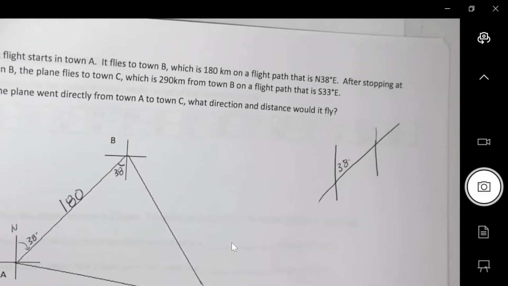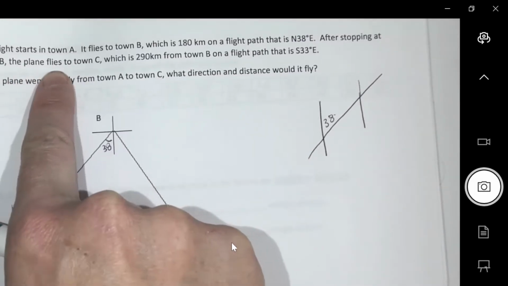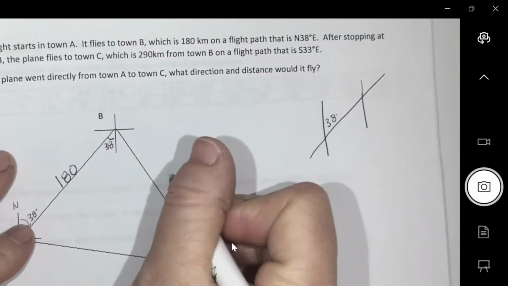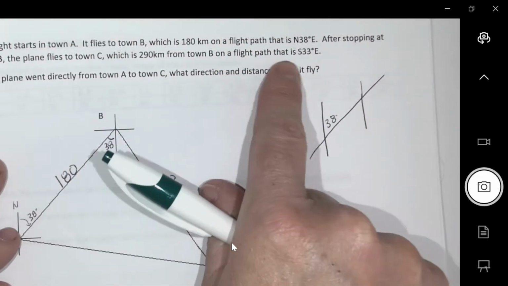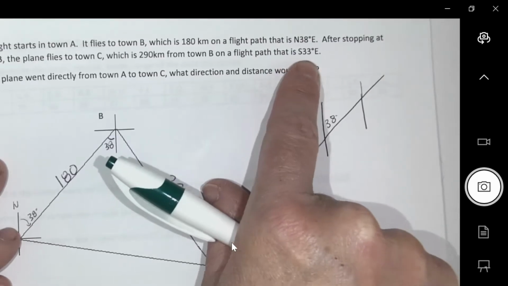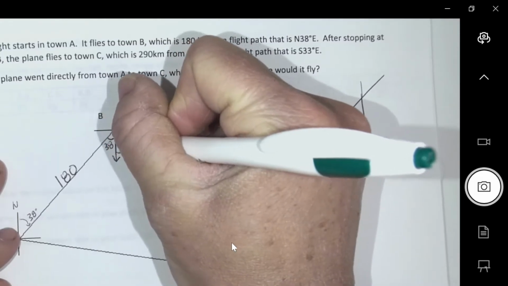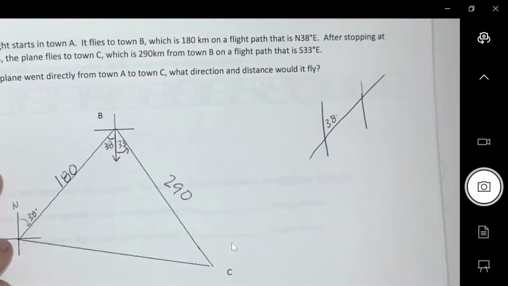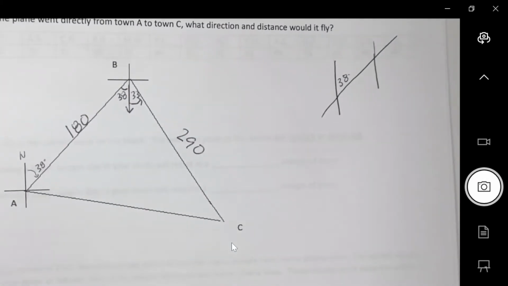Okay, after stopping at B, the plane flies to C, which is 290, and the path is south 33 east. South, 33, east. So you have to know where to put those angles because without them you can't start anything, right?